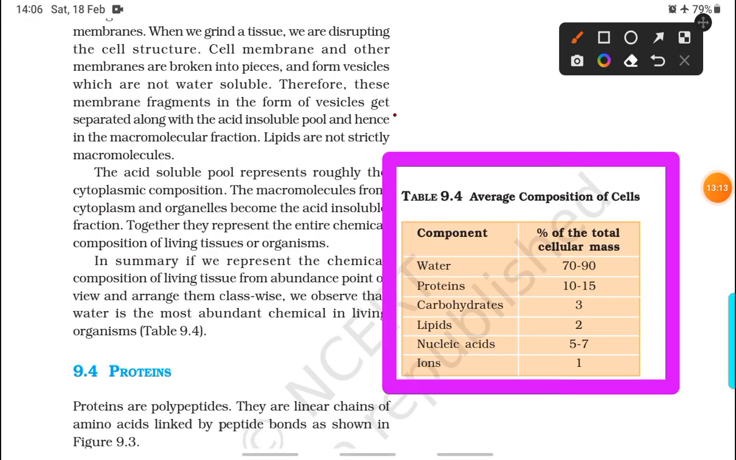First, the most abundant chemical in a living organism is water, which is 70 to 90%. Then come proteins, 10 to 15%. Then nucleic acid, 5 to 7%. Then carbohydrate, 3%. Then lipids, 2%. And finally the ions, 1%.